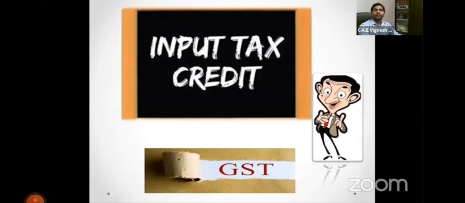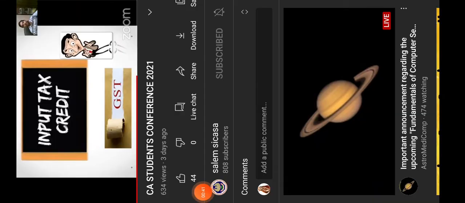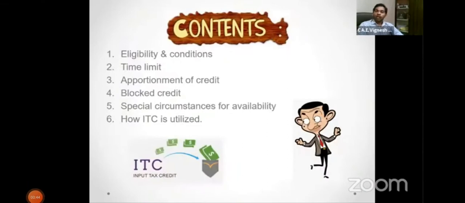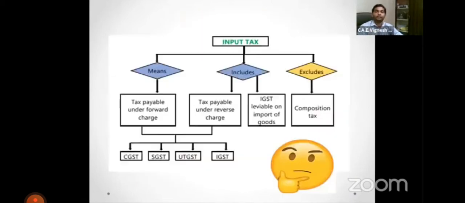Good evening. My topic is on GST, input tax credit. Very important topic and very easy to remember every point. Now we are going to discuss the eligibilities and conditions, time limit, apportionment of credit, locked credits, and special circumstances for availability of credit, and how to utilize, in what order to utilize the input tax credit.